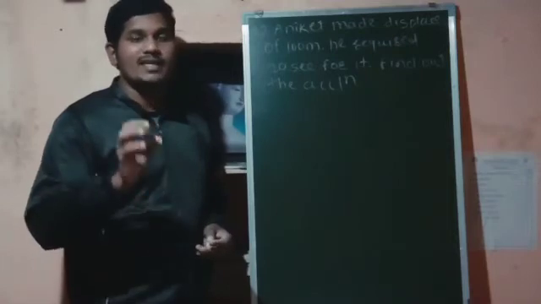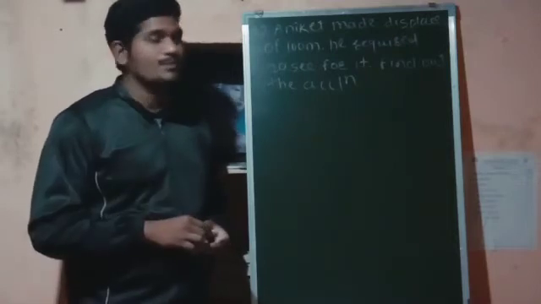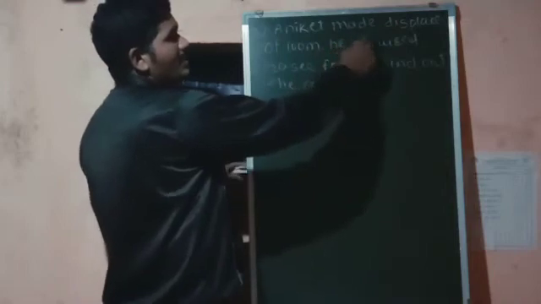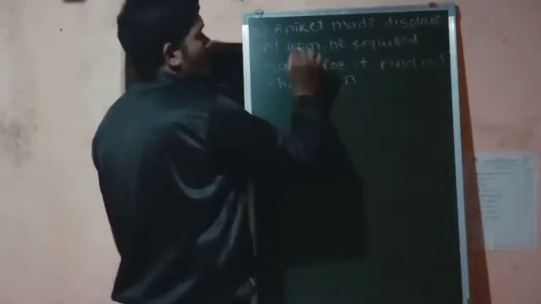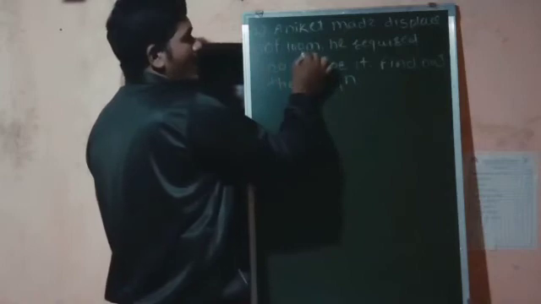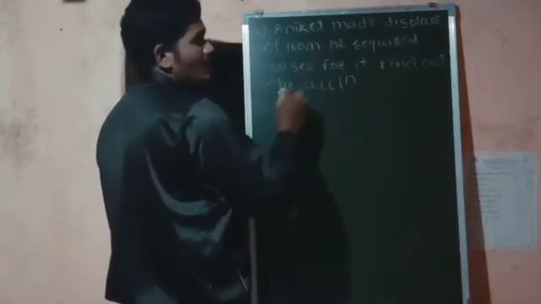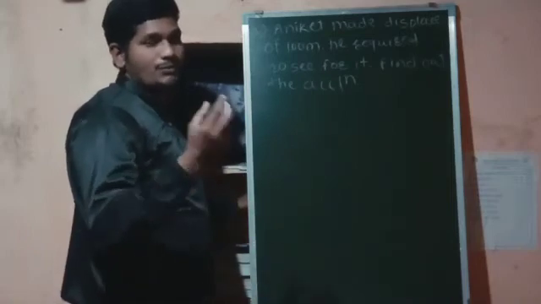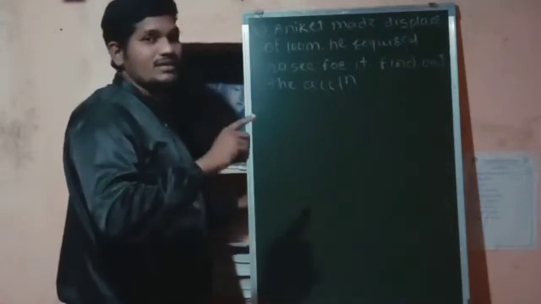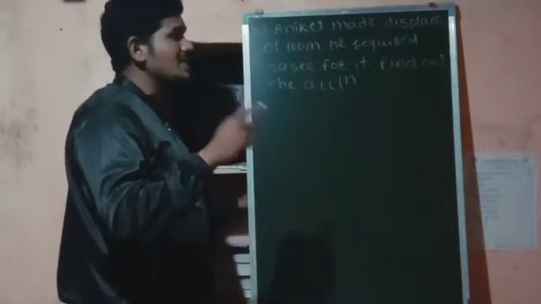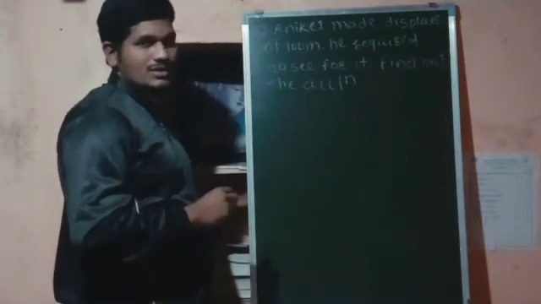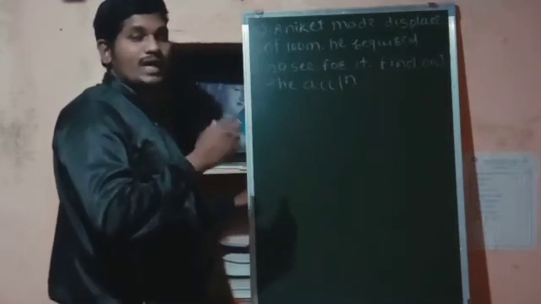Now first of all I will read the problem, so listen carefully. Aniket made displacement, this is displacement. Aniket made displacement of 100 meter. He required 20 seconds for the displacement. Find out the acceleration through which he has made that displacement. I will read the problem one more time. Aniket had made displacement of 100 meter. He required 20 seconds for it. Find out the acceleration. So this is the problem we have to solve.